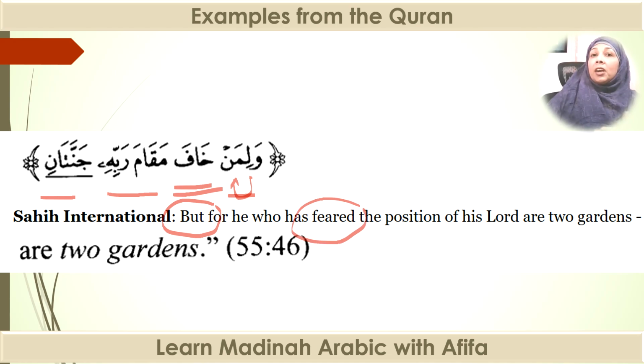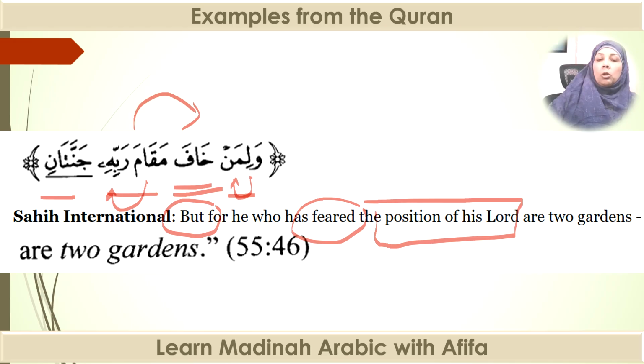Okay, so he feared what? The position of his Lord. So maqama is the object of this verb khafa. So maqama is, in that case, it is mansoob. Okay, and it is also mudaf, and Rabbi is mudaf ilayhi, and Rabbi is also mudaf, and he is mudaf ilayhi. So the one who has feared the position of his Lord. Okay, maqama rabbihi, position of his Lord.